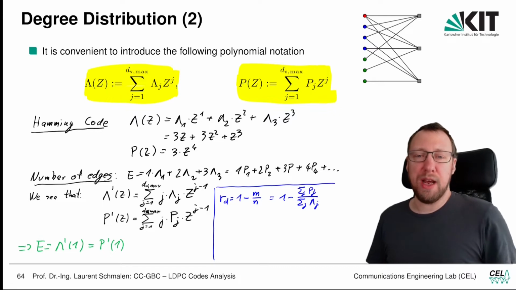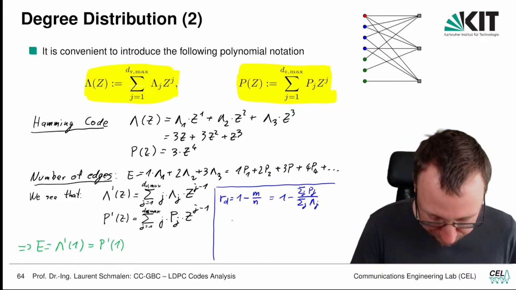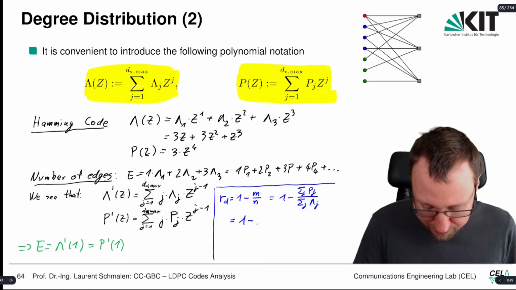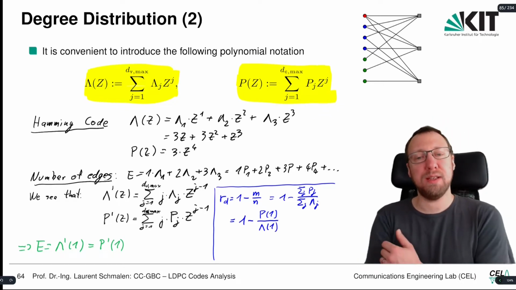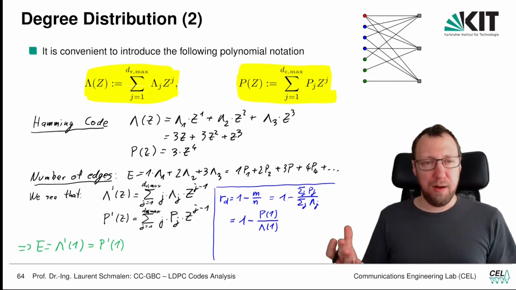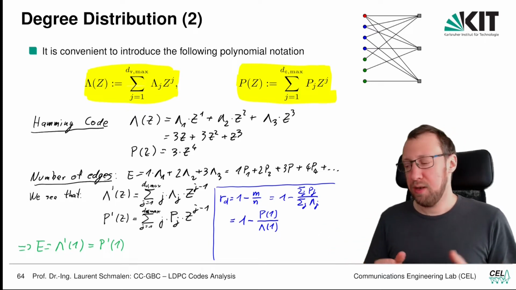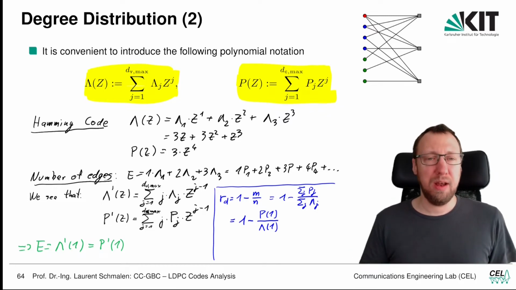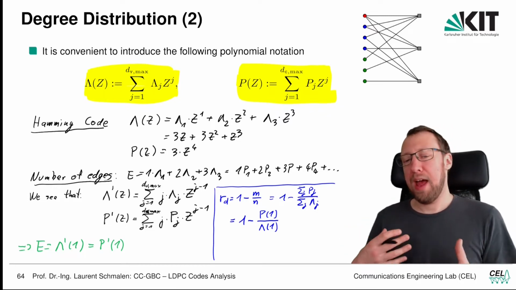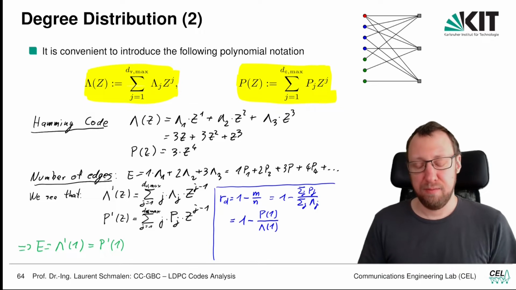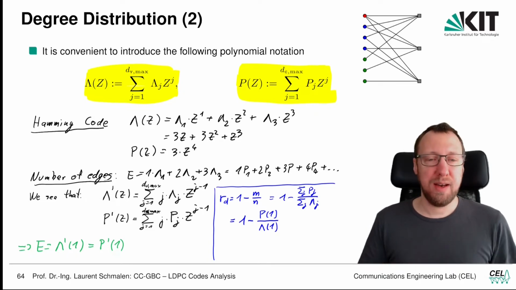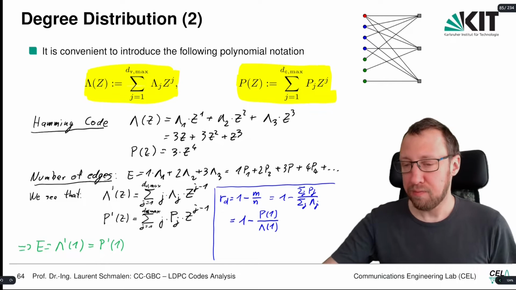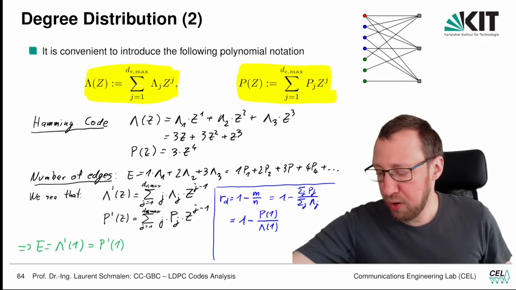How do we get pj and lambda j from the polynomial? Well, this is also easy. This is 1 minus p of 1 divided by capital lambda of 1. So we insert 1 in the polynomial and you get the number of variable nodes or check nodes respectively. So these polynomials are a very convenient way of handling those irregular codes and describing their properties. So let's take a further look.